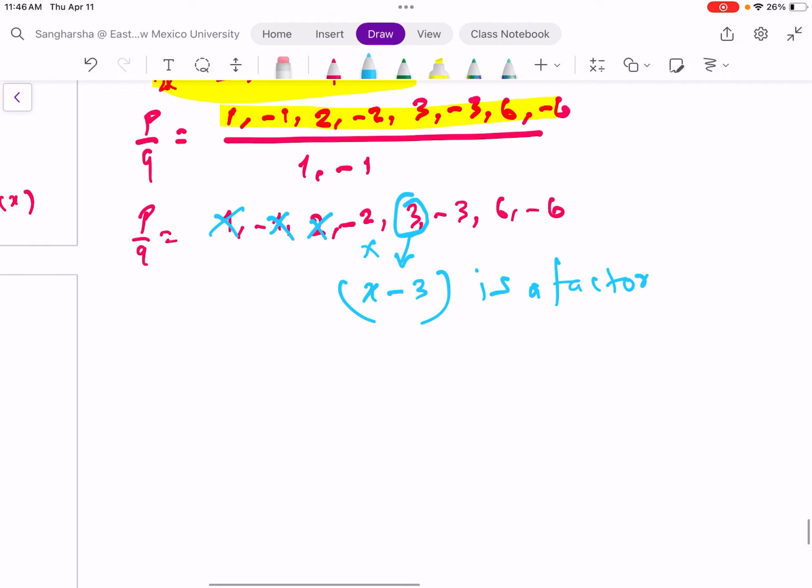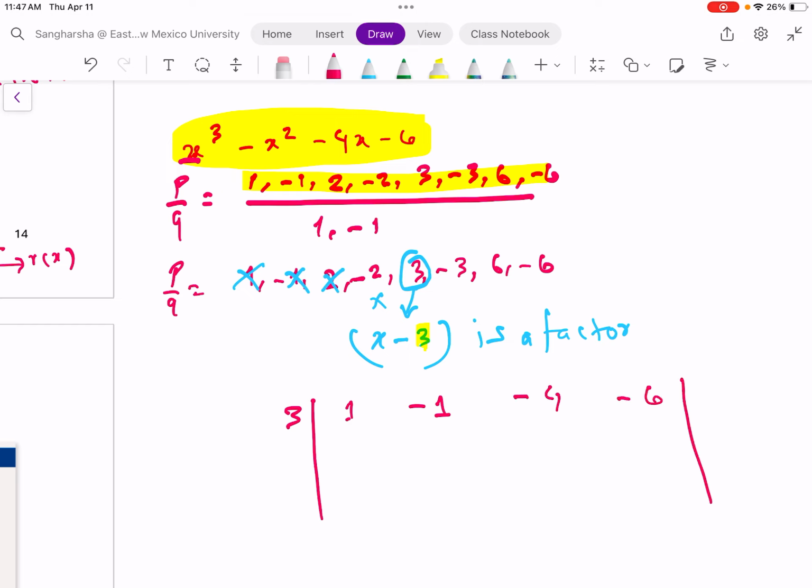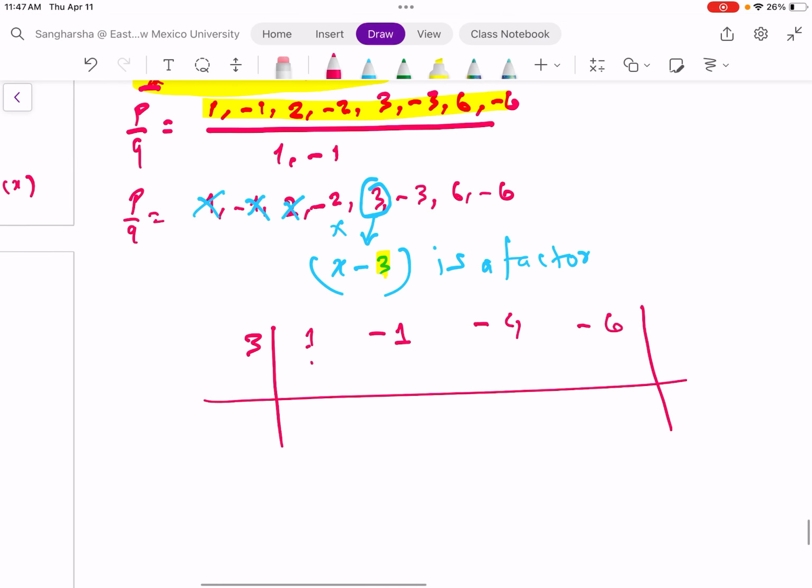Now let's use synthetic division. Okay, now you are dividing this expression. Forget about your original function. Our c is 3, so we have 3, the coefficient of x cubed is 1, the coefficient of the square term is negative 1, the coefficient of x is negative 4, and the constant is negative 6. So you drop the 1, 1 times 3 is 3, negative 1 plus 3 is 2, 2 times 3 is 6, negative 4 plus 6 is positive 2, 2 times 3 is 6, and we get 0. So this is our r of x.